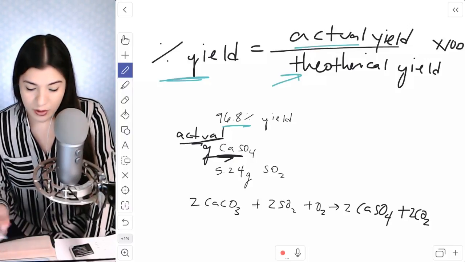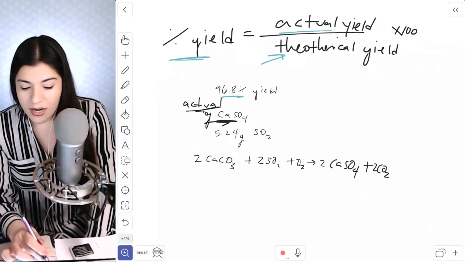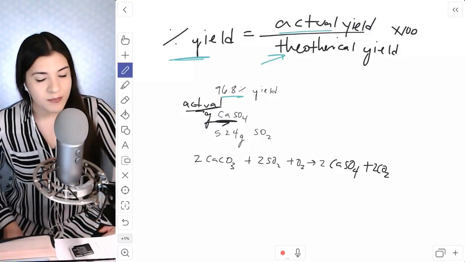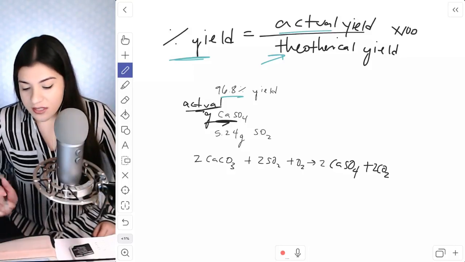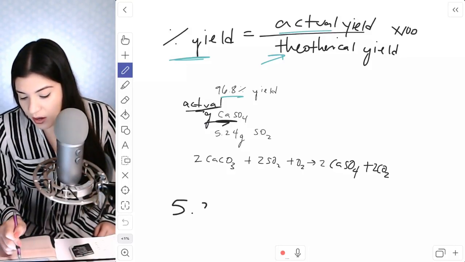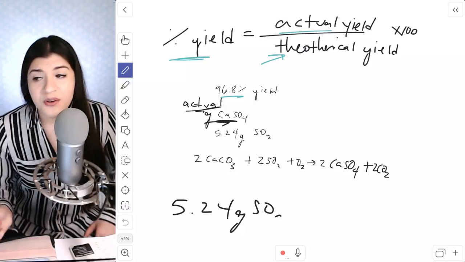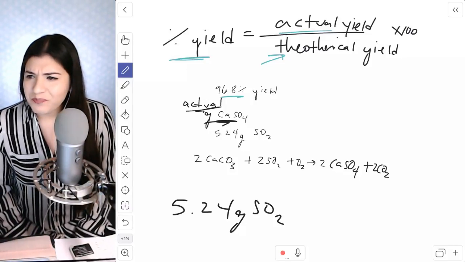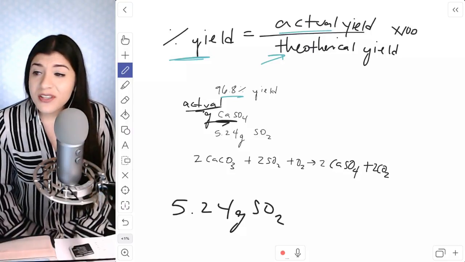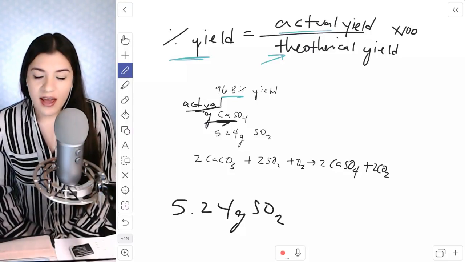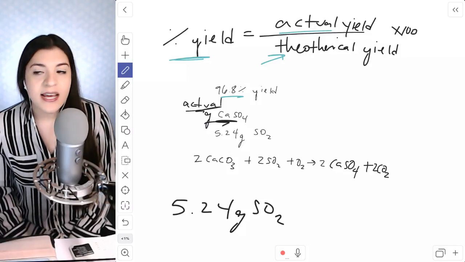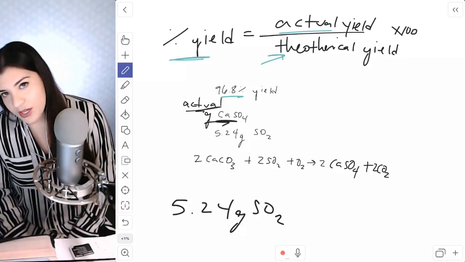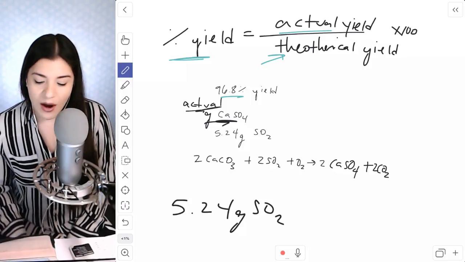We have to figure out what our theoretical yield is. For your theoretical yield, you're going to find that using stoichiometry. Now, they gave us some amount of our limiting reactant. I know they don't state the limiting reactant, but by the fact that that's the only thing they gave us, I know that SO2 must have been the limiting reactant. Therefore, whatever the limiting reactant produces is your theoretical yield. So that's what we want to do now.